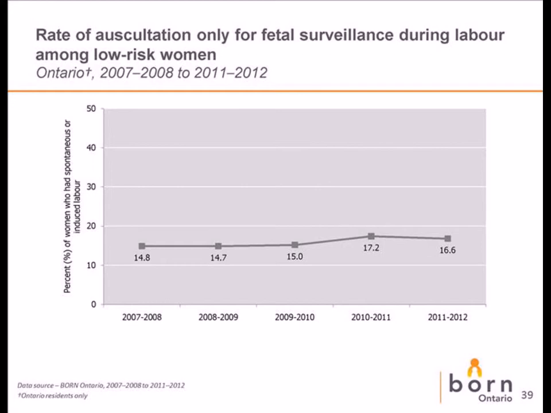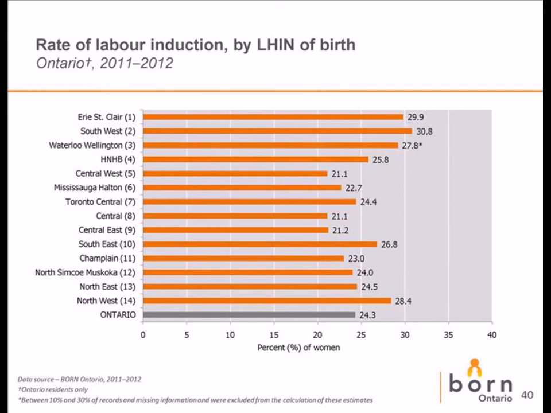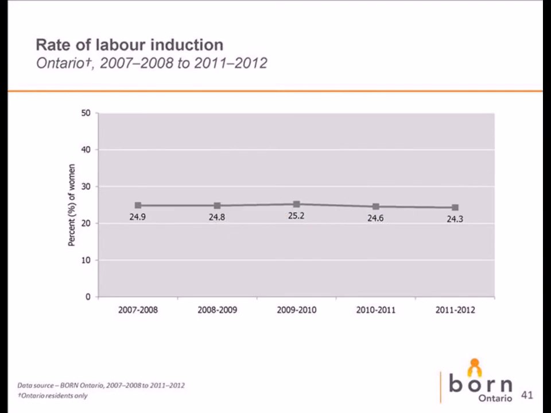There's lots of things. Assessing the barriers to changing practice is an important part of that before trying to. This is the rate of labor induction by LHIN of birth for the province of Ontario, and so we can see overall in Ontario about 24.3%, and people are pretty much gathered around there. There's a few outliers up close to 30, but this is all comers. This is all induction, and so obviously it's more useful to break it down and look at smaller pieces of this. So I think we're doing some work in that area now.